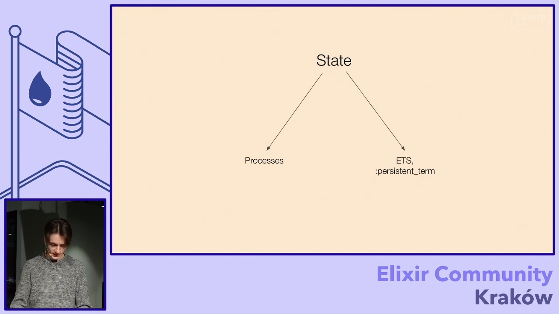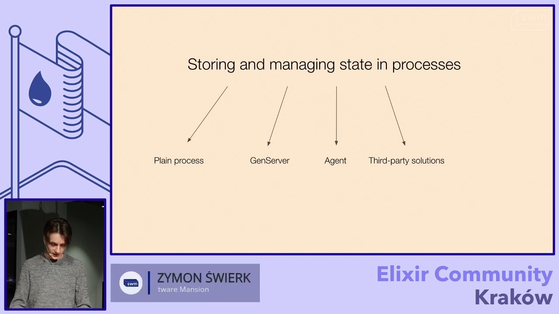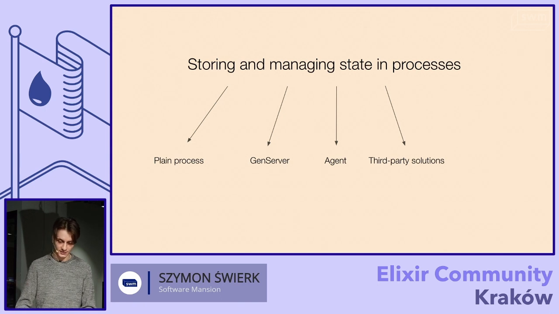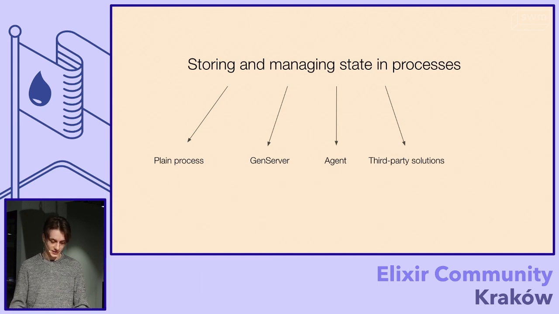So for most cases, state inside of a process is the approach. So let's go deeper there and think about how we can store and manage state in processes. Of course, you can build everything from scratch, but in most cases you want to use the abstractions that Elixir provides, so the GenServer behavior or Agent, which is built on top of GenServer.